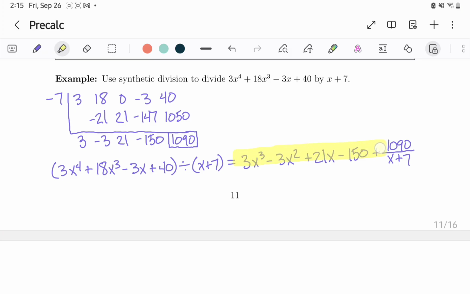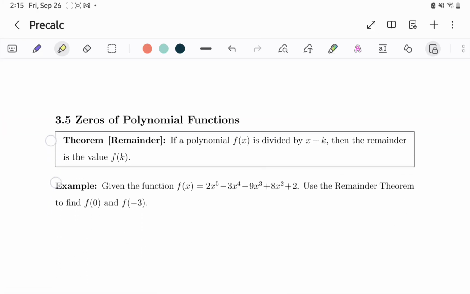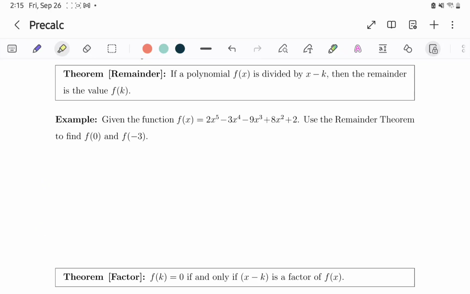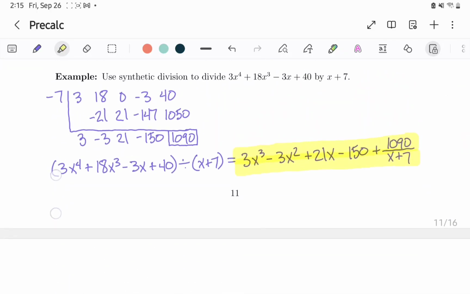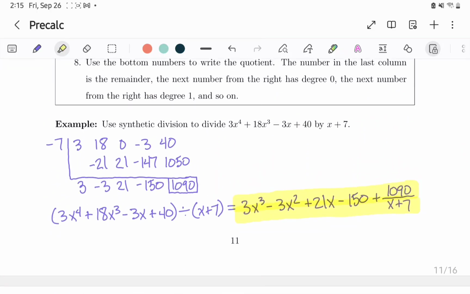And so that's it for this section of the notes. I realize we only looked at one example using synthetic division, but don't worry, in the next section of notes, we will have 2 more examples where we're doing synthetic division. So just hold up for the next section of notes, and in that video, we will look at a few more examples where we use synthetic division.